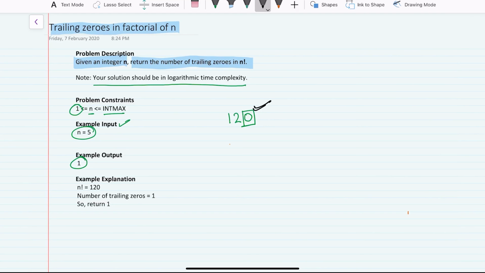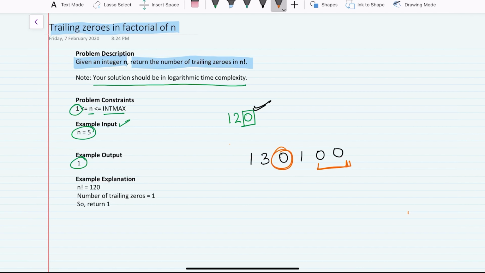Now what is a trailing 0? If you look at here and say there are 3 trailing zeros, then you are wrong. Why? Because a trailing 0 is the one which is at the rightmost end and has no non-zero number to the right of it. So here there are only 2 trailing zeros. This will not be counted as a trailing 0.